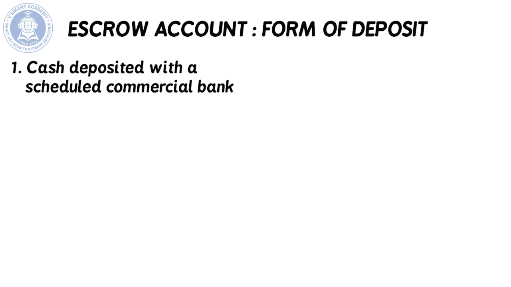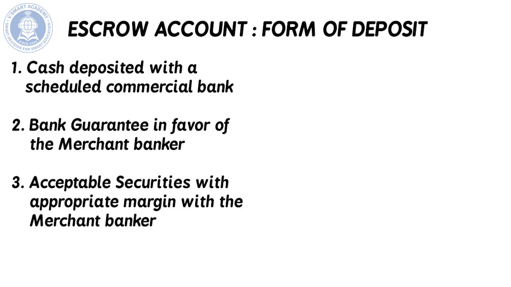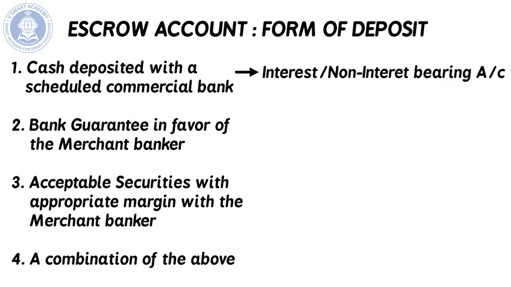The escrow deposit should be made in the following form: cash deposited with a scheduled commercial bank, or bank guarantee in favor of the merchant banker, or acceptable securities with appropriate margin with the merchant banker, or a combination of the above. The cash which is deposited with a scheduled commercial bank can be maintained either in an interest bearing account or in a non-interest bearing account.